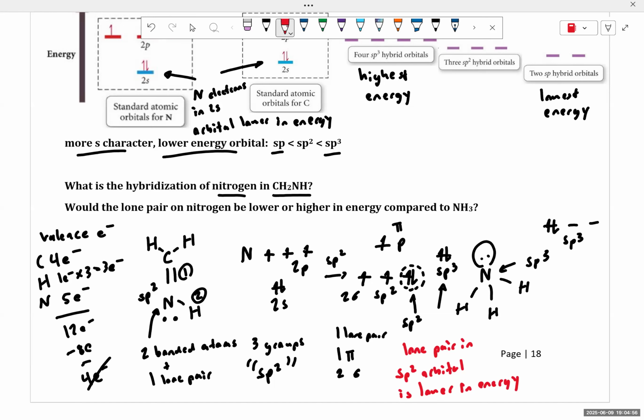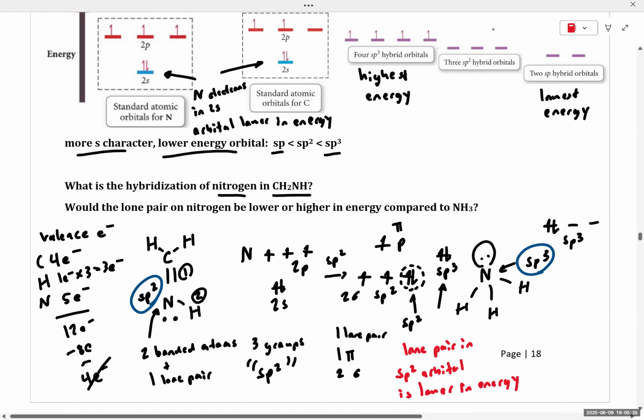Now, do you need to draw the full orbital box diagram? Not necessarily in this case. You could say this nitrogen's sp2, this nitrogen's sp3. sp2 orbitals are lower in energy, so the lone pair in an sp2 orbital is going to be lower in energy. That's why the lone pair on the nitrogen in this molecule is lower in energy compared to the lone pair on the nitrogen in ammonia. Hybridization has an impact on lone pair energy. Very important for the next chapter.